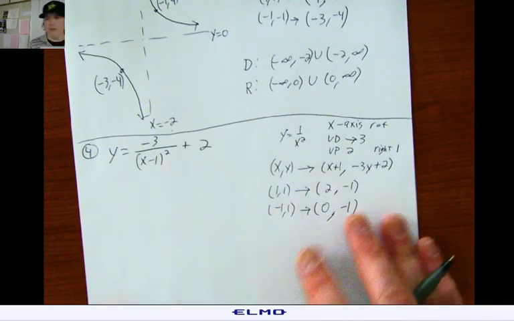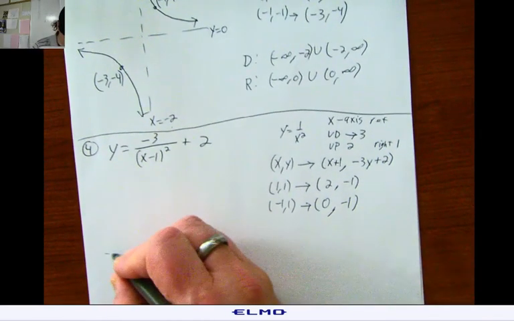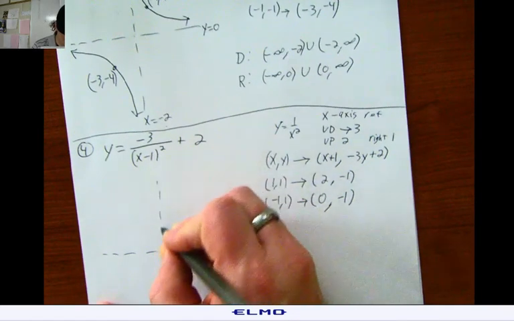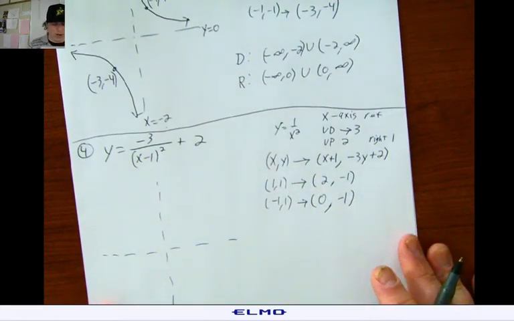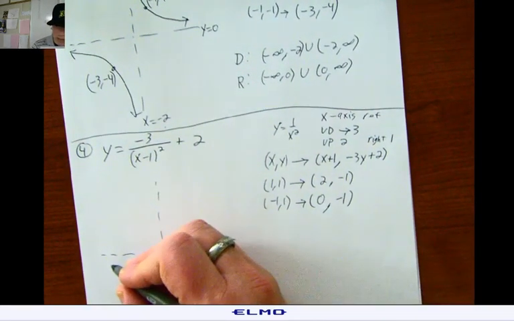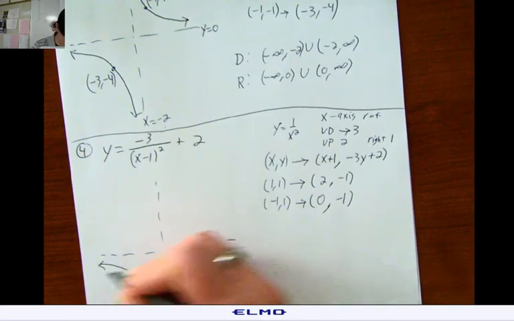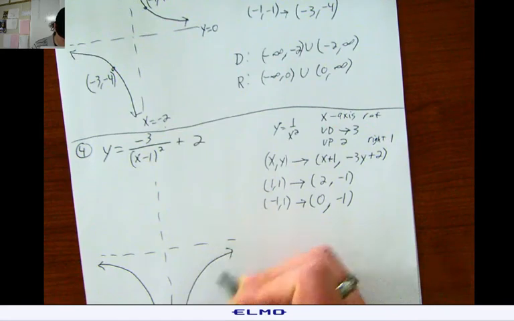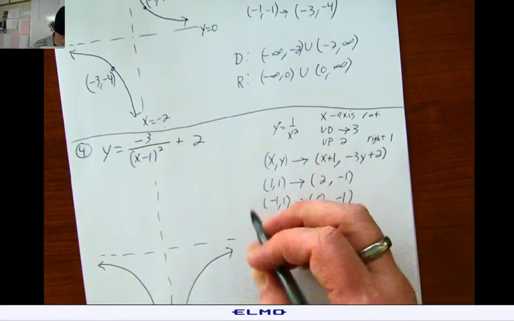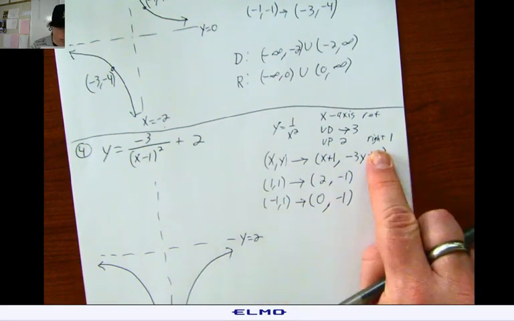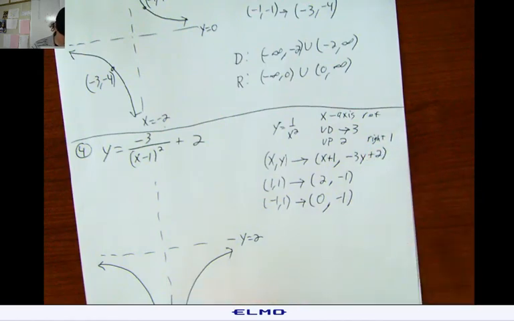All right, now, even though it has all of these reflections, it's still going to have these two asymptotes, so I still draw those first. There is an x-axis reflection, so I know that this graph is going to go down. And let's see, it went up 2, so this is at y equals 2. It went right 1, so this is at x equals 1.